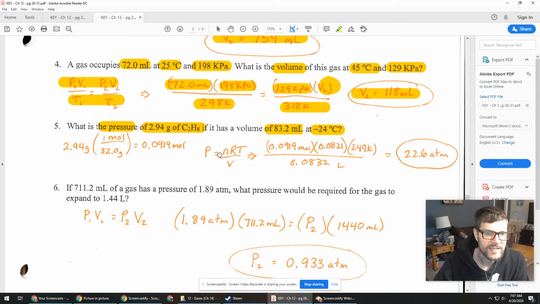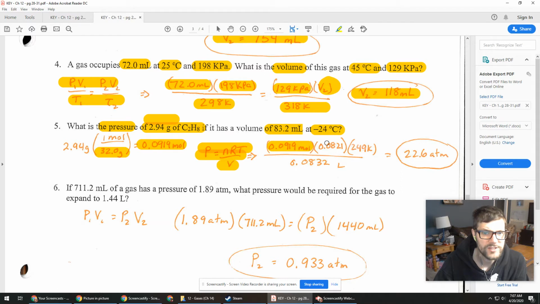So since it's asking for pressure, I took the ideal gas law equation, PV equals nRT, and I've rearranged it to solve for pressure. Now, 2.94 grams, that is not a number of moles, which I will need for n. So I'm going to convert that to moles by dividing by the molar mass of C2H8, which happens to be 32. That gives me the number of moles. Now I can plug my values in.